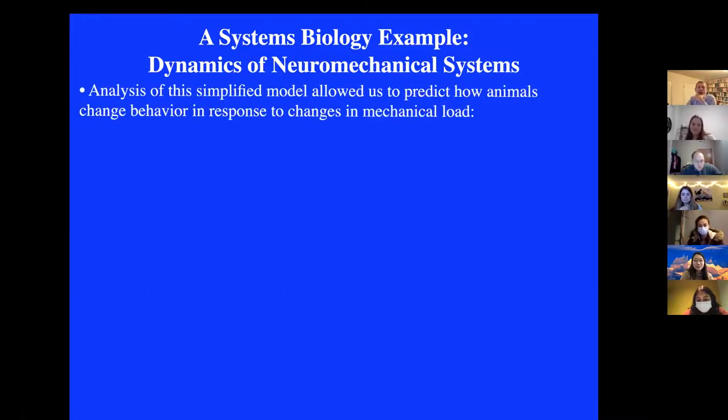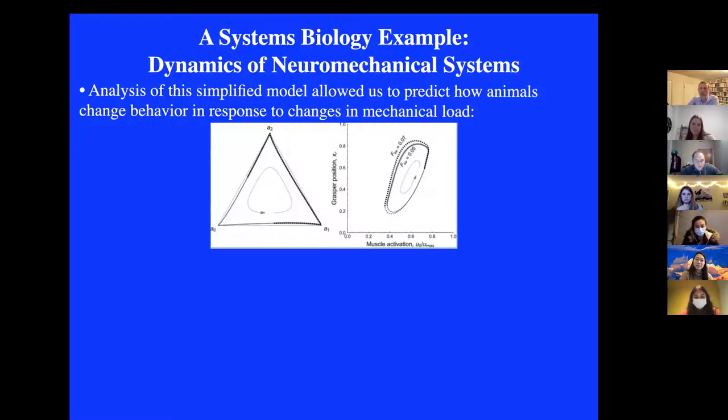Okay, so analysis of this model allowed us to predict how animals would change their behavior in response to changes in mechanical load. This is a projection. It's a six-dimensional model, and you're looking at two three-dimensional projections. On the left-hand side, those three motor pools, A0, A1, and A2, are projected down. Turns out that they live in three dimensions, but they take up only about a triangular space, so you can just press them down onto a plane, and you haven't lost anything.